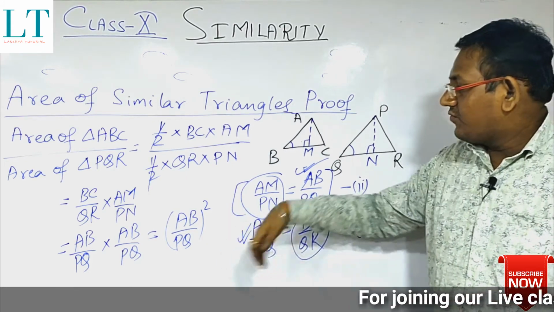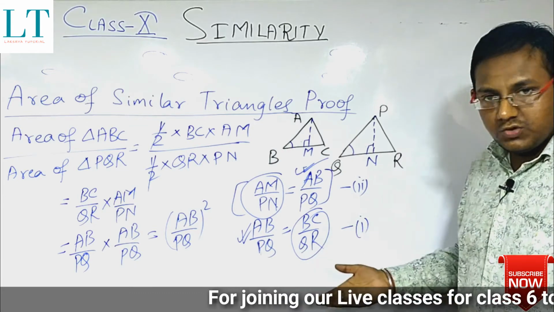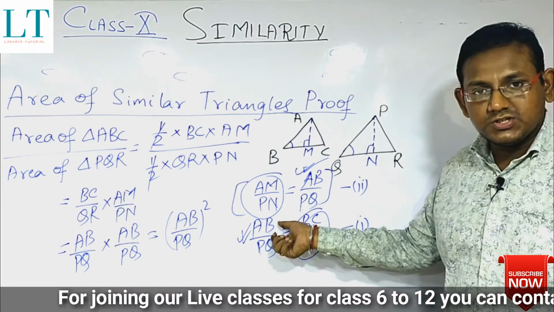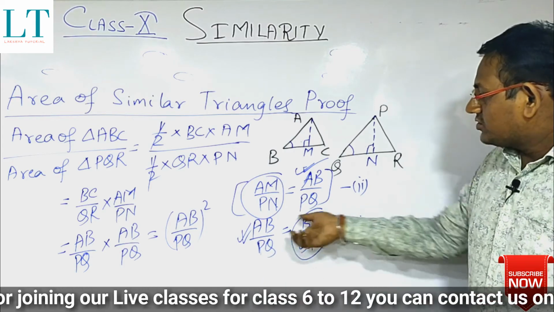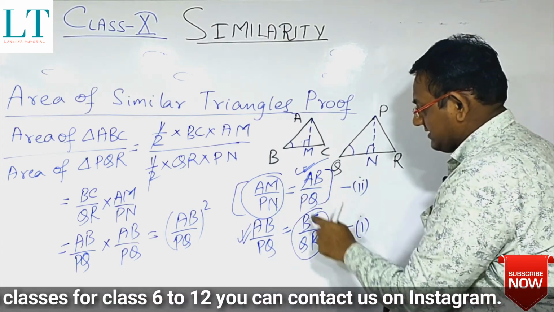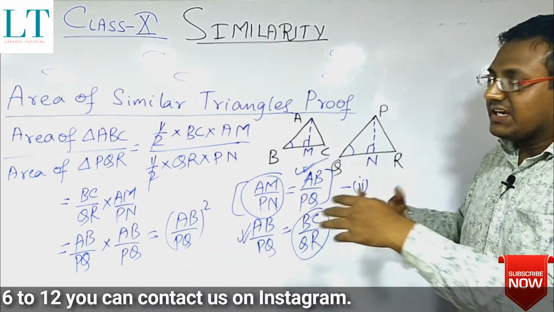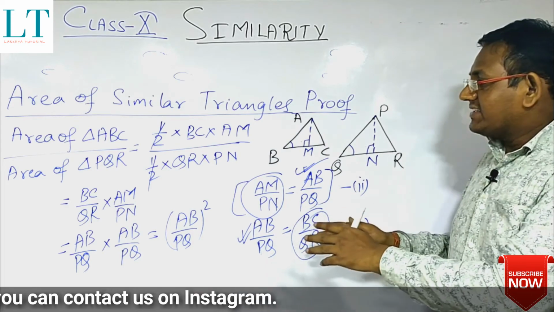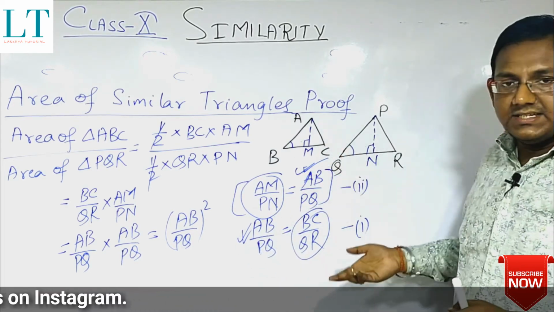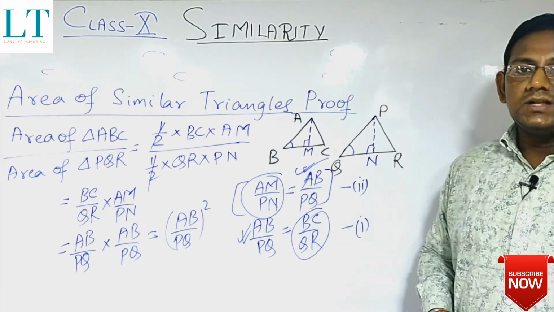This you can prove for other cases also, like instead of AB by PQ, you can substitute BC by QR. So let's not do that. Instead, this part is equal to this and this is equal to this. So we can substitute BC by QR and we can prove that also. So this you can say for all the 3 sides. That means we can consider all the 3 sides over here and we can prove that. So this is the proof of area of similar triangles.